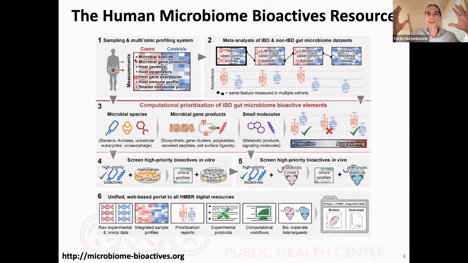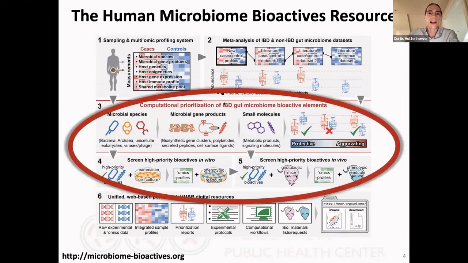So the HMBR includes many different components for exploring different types of bioactivity, all the way from collecting physical samples, analyzing them individually, up through predicting different types of these bioactives, screening them in the lab, and making them available online. I won't have time to talk about much of this today. I'll highlight a few pieces from the middle here, where we're finding ways to predict and prioritize different potential bioactive products from the microbiome. And anytime you see a URL on these slides, such as the HMBR website down at the bottom here, there's always more information available online.